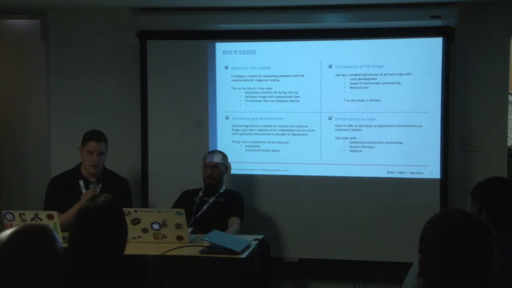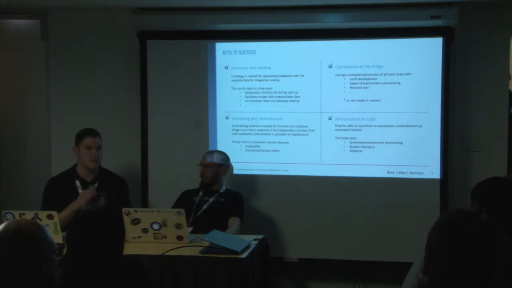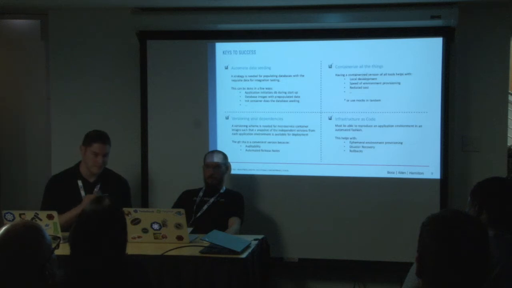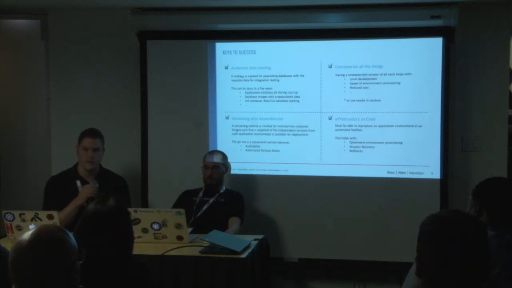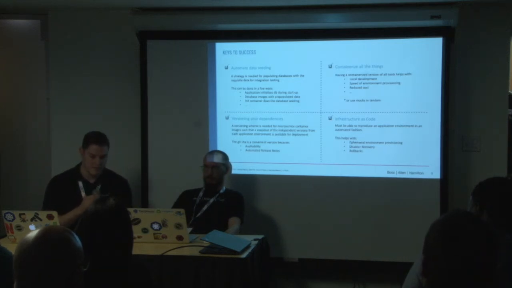So you can do that a number of different ways. You can do it through the application itself. Right, so Spring Boot supports loading different database schemas, ingesting different data. You can do it through database images that are already pre-populated. So you can extend the OpenShift Postgres image to import that data as it comes up. You can create an init container that does the database seeding for you. So there are a number of different ways that you can accomplish this. You need everything to be Dockerized, right?